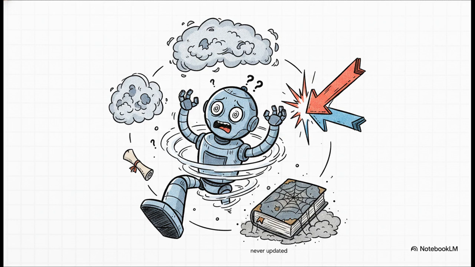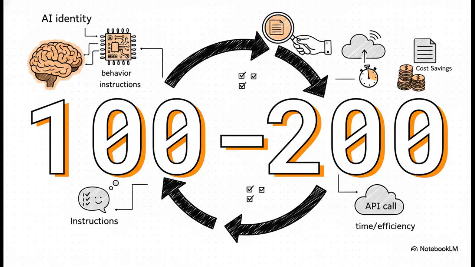But honestly, the absolute biggest mistake is the set it and forget it mentality. Never updating the document once it's written, that completely ruins the long-term effectiveness of your digital employee. So you might be wondering, what's the ideal length then? Generally, 100 to 200 words is the sweet spot. You absolutely do not need some massive, sprawling 10-page document. You just need a precise one.